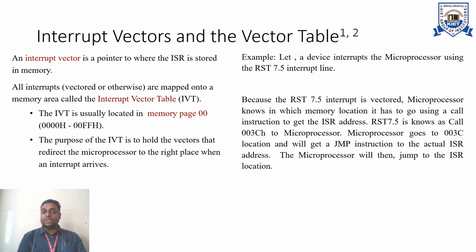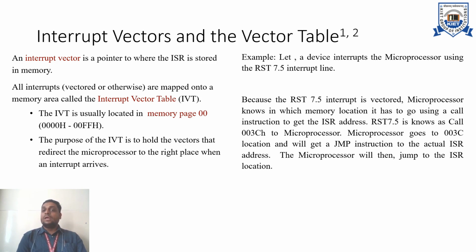The IVT is usually located in memory page 00, that is 0000H to 00FFH. This location is dedicated to the interrupt vector table. The purpose of the IVT is to hold the vectors that redirect the microprocessor to the right place when an interrupt arrives. If the address of that interrupt is already known, then it is very easy to service that interrupt with a quick response. So the interrupt vector table is used to store those addresses.